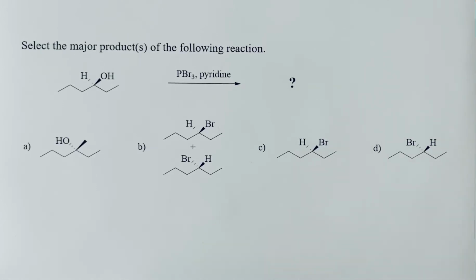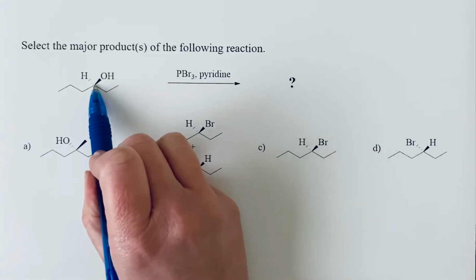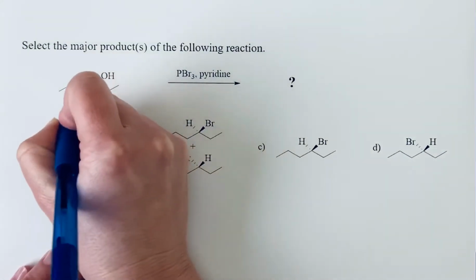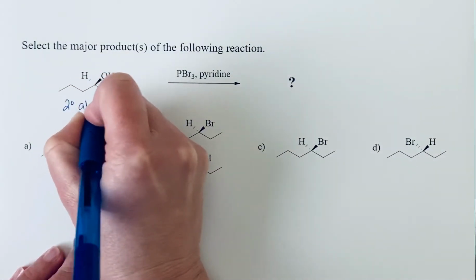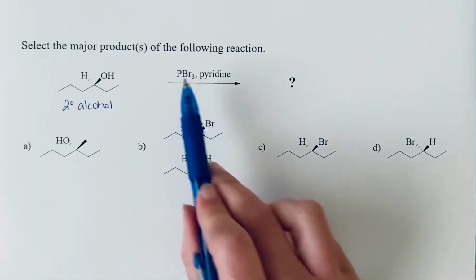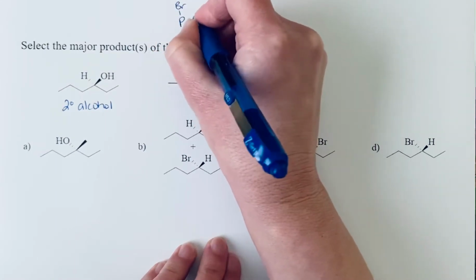Select the major product or products of the following reaction. So if we look at what we're given in this reaction, our starting material is an alcohol, and specifically because the alpha carbon has bonds to two other carbon atoms, this is a secondary alcohol. And we are reacting this with phosphorus tribromide. So this is the structure of phosphorus tribromide.